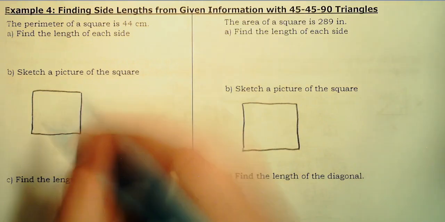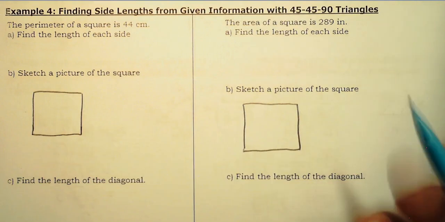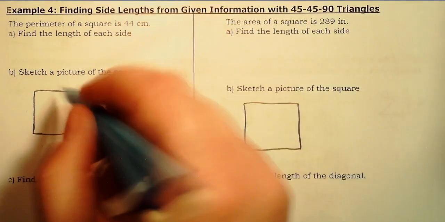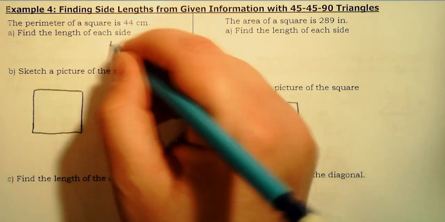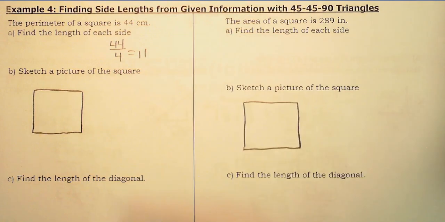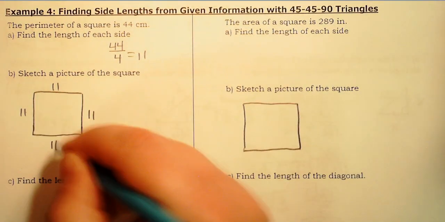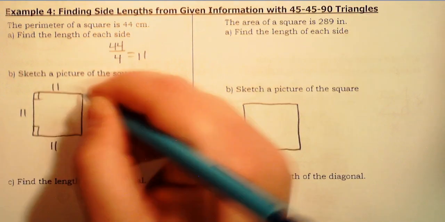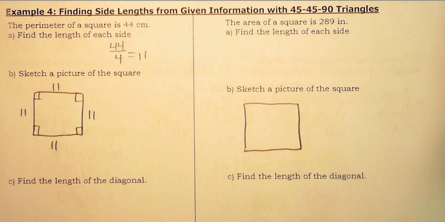So if you guys think about that, all 4 of the sides will be the same. So if you're given the perimeter, I would do this side, this side, this side, this side added up. They're all the same. I'm going to do 44 divided by 4, which is going to be 11. So each side in my square would be 11. I'll go ahead and add that to the picture.